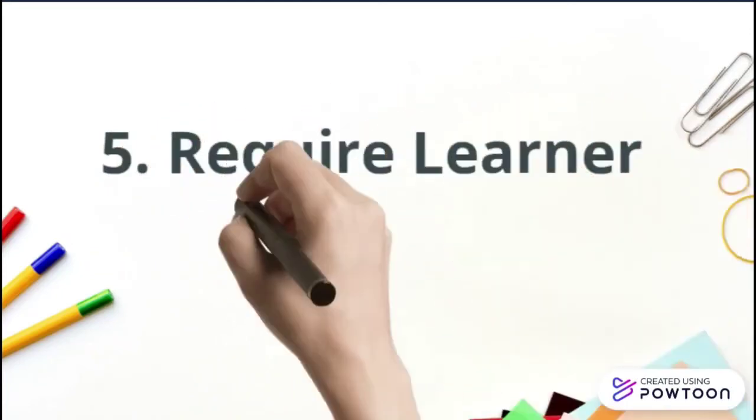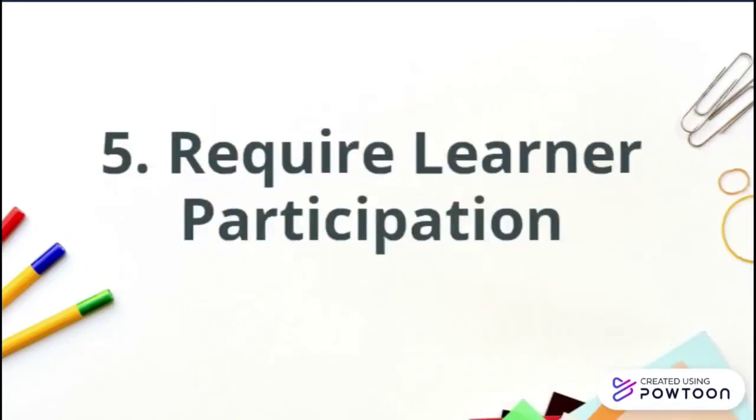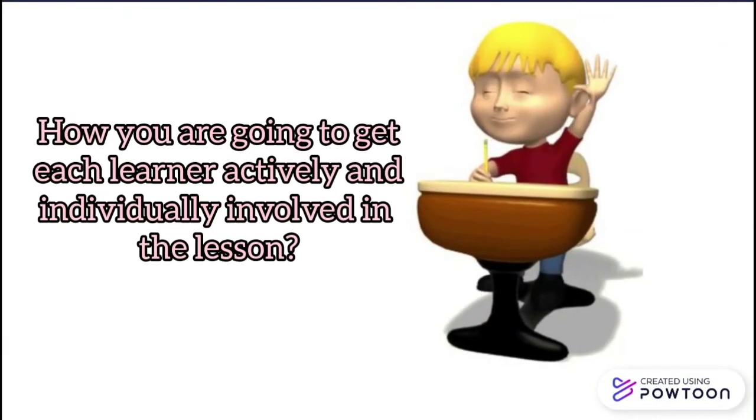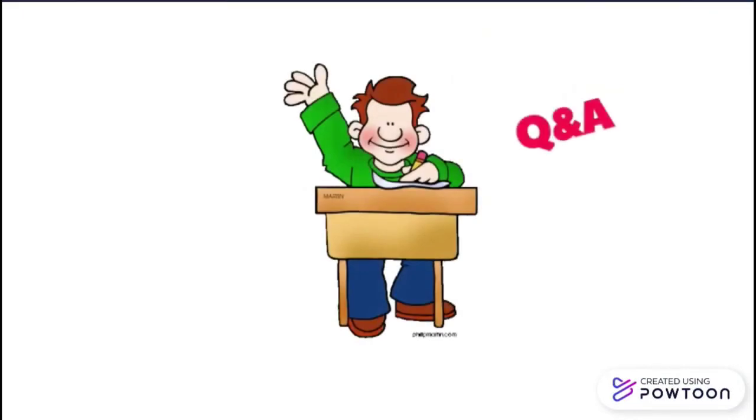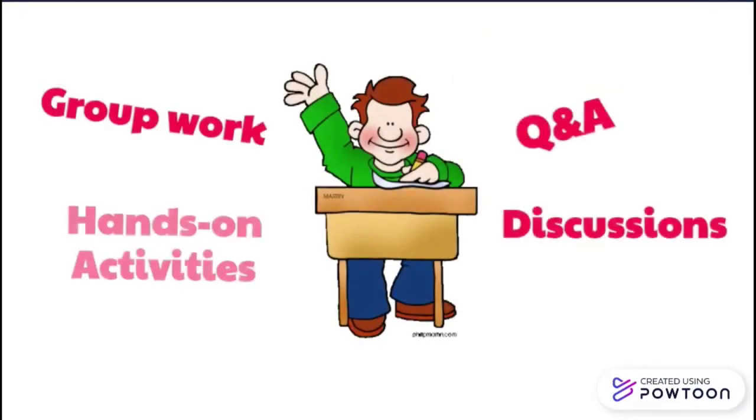The second to the last step of the ASSURE model is require learner participation. In this step, you describe how you are going to get each learner actively and individually involved in the lesson. Students learn best when they are actively involved in the learning experience. Whatever your teaching strategies, be sure to incorporate questions and answers, discussions, group work, hands-on activity, and other ways of getting students actively involved in the learning of the content.